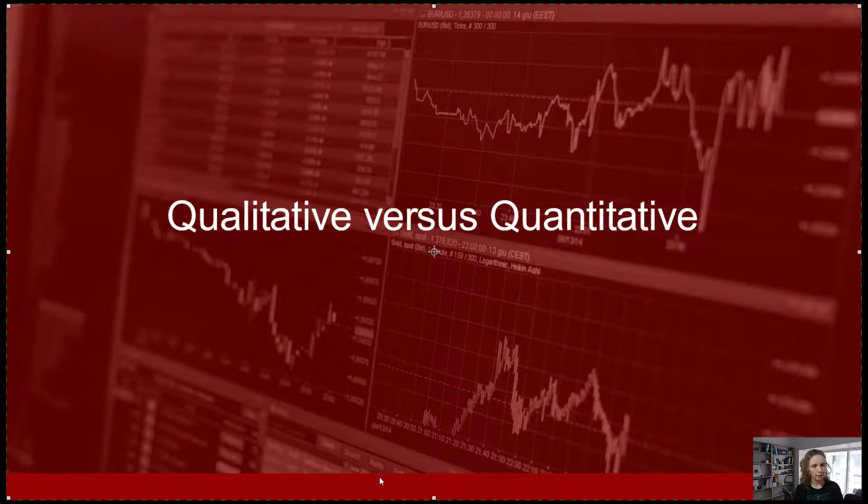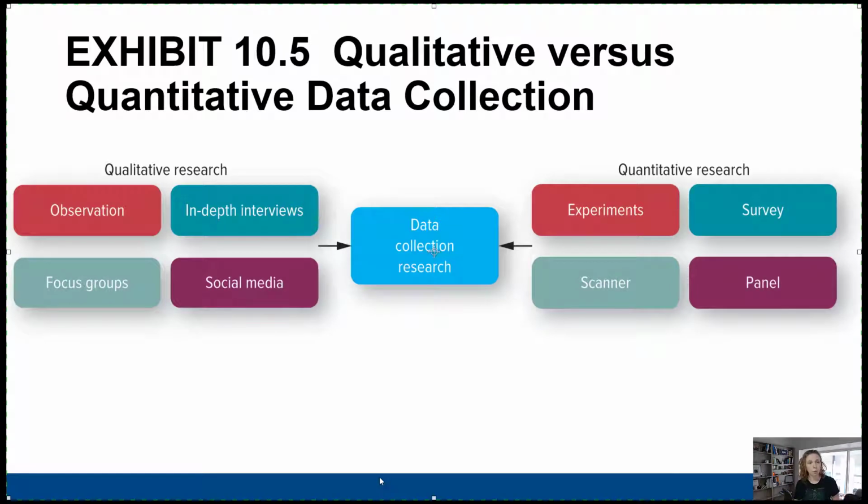So qualitative is going to be more about words, and quantitative is going to be more about numbers. Okay, and I have some examples here. So qualitative research is going to be descriptions, observations, interviews, focus groups, social media, where you're getting a lot of conversation with consumers. And on the quantitative side, like that survey that we just saw, you're going to get numbers that plug into things.